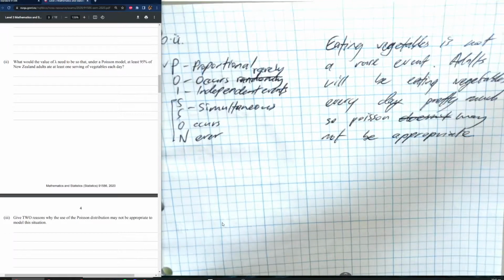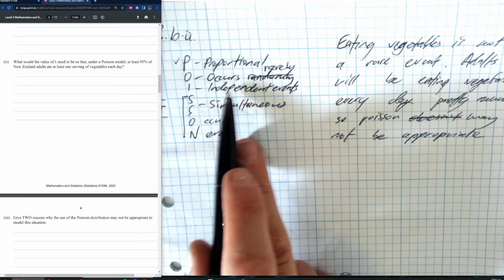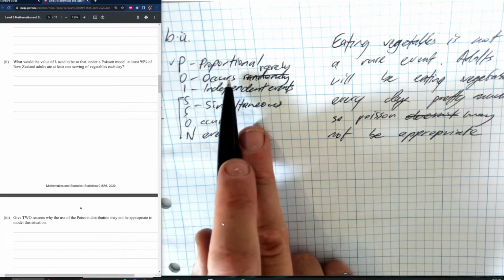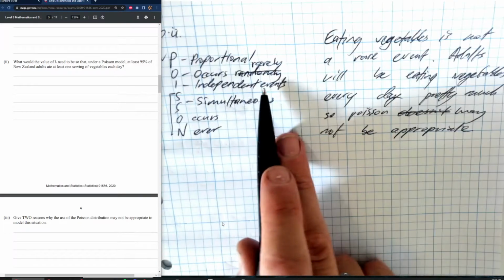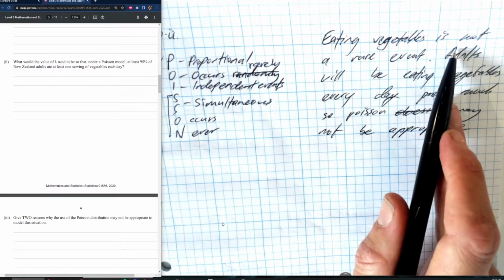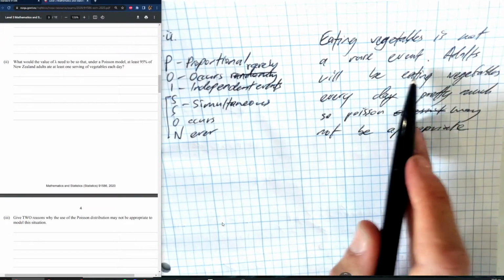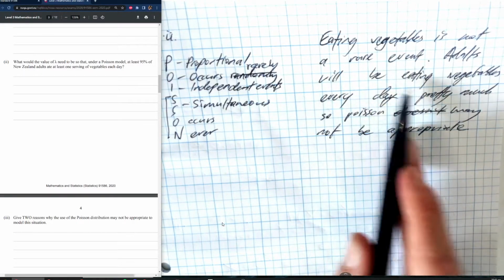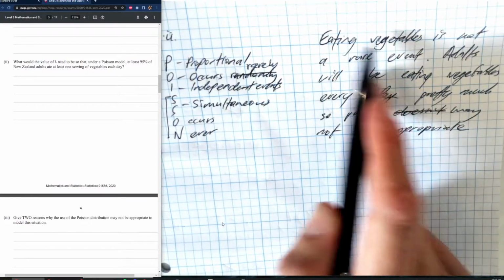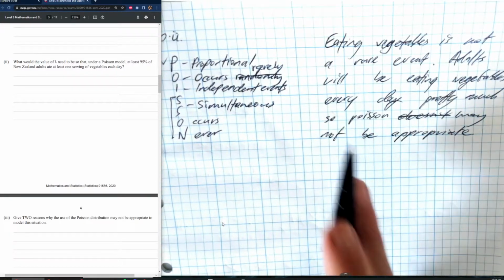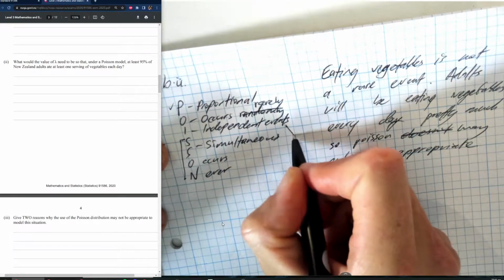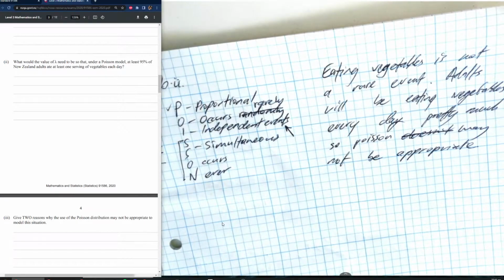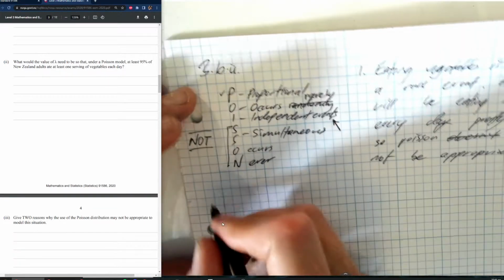When you're answering these questions, you're trying to use these buzzwords. So I need to say the word occurs rarely or occurs randomly. So I've said that is not a rare event. Then you need to do context. Adults is the eating vegetables. So I need to do the context, and then I need to add a little bit of logic. They're eating them pretty much every day, so that defies it being a rare event. And then just a little conclusion. Okay, so that's one reason. What do they want? Two reasons. Independent events. Okay, this one's pretty. This is one reason. Two reasons.